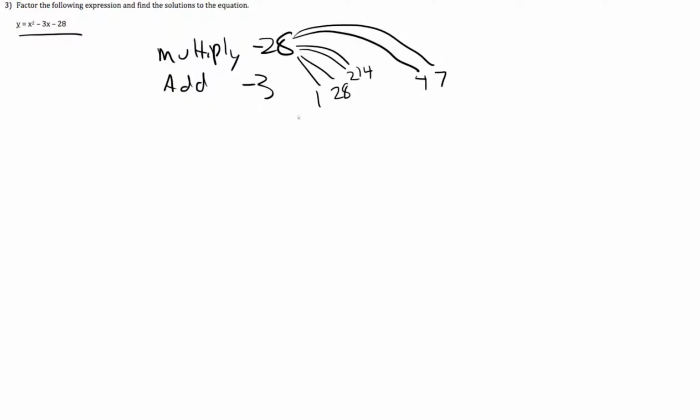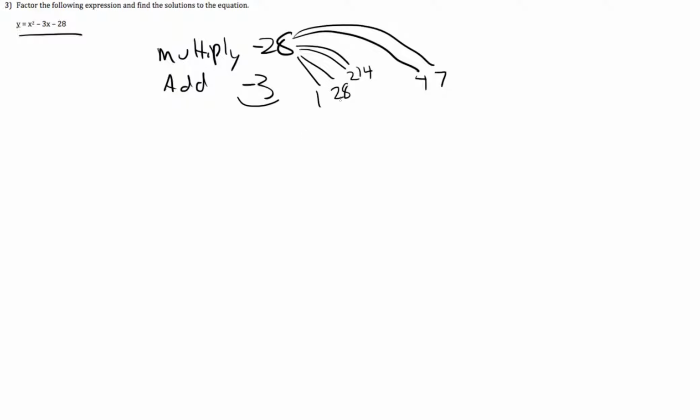And now we just need to find a combination of these that are going to add to negative 3. So since our constant term, negative 28, is negative, one of these two terms has to be negative. And since I noticed that my number is negative, negative 3, that means that of the two numbers, the larger one has to be the negative one.